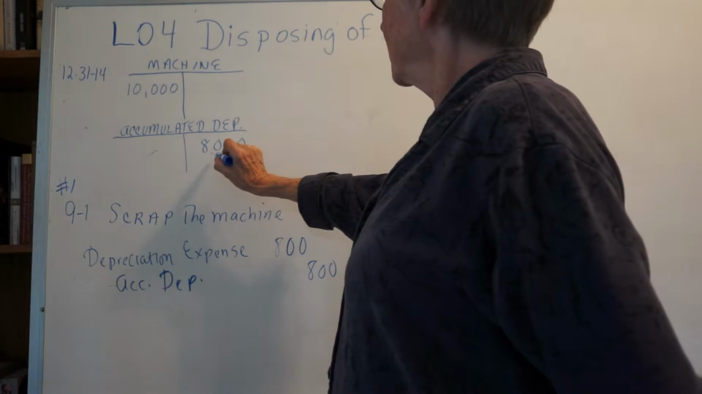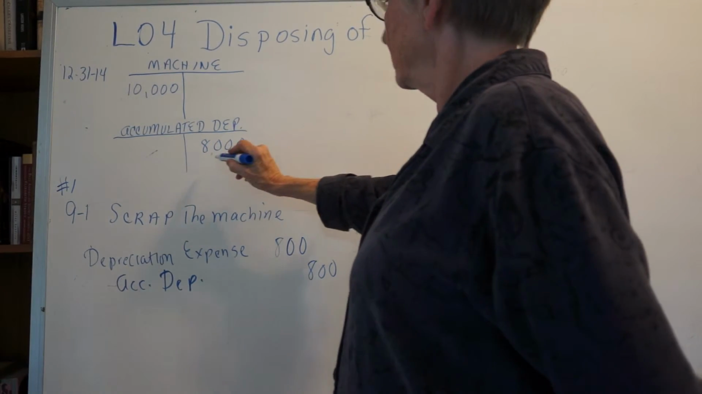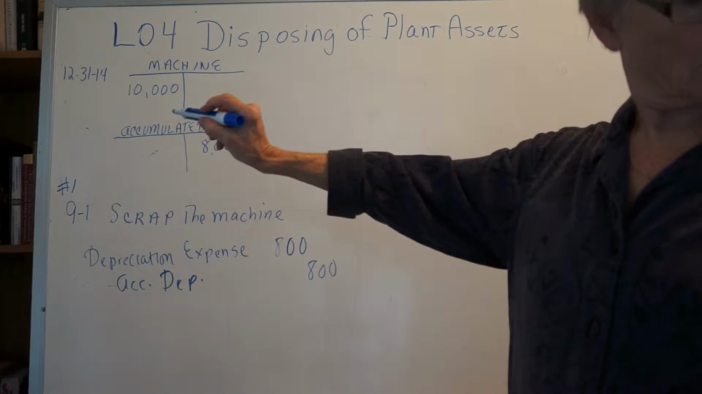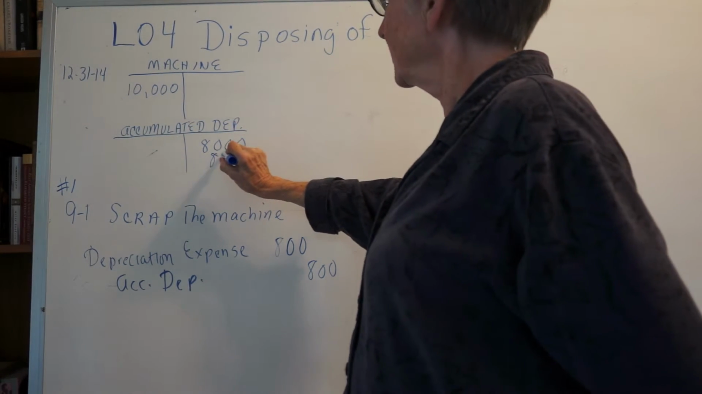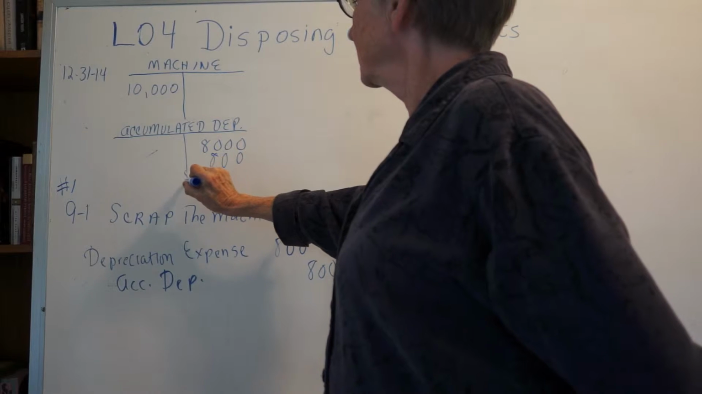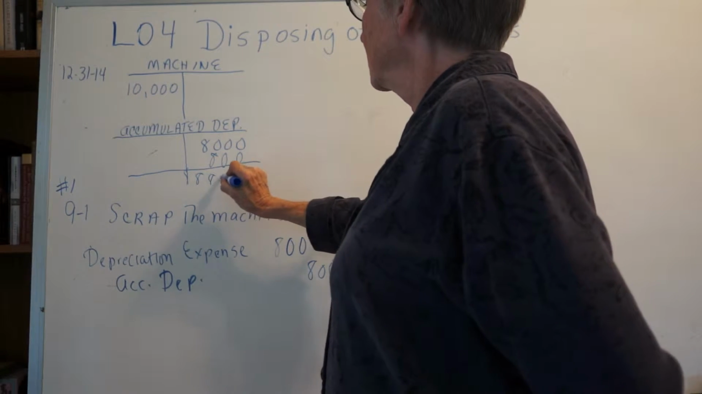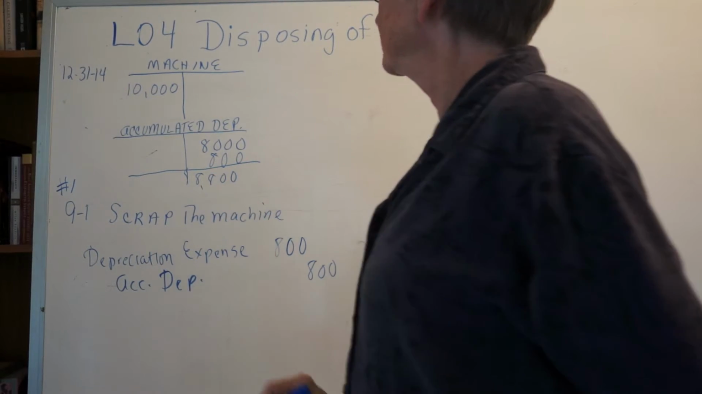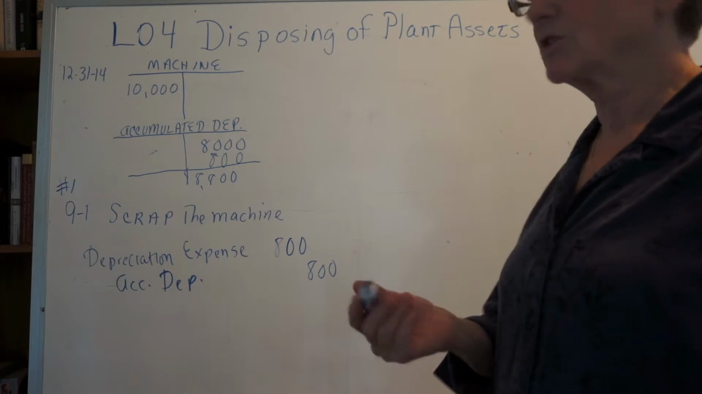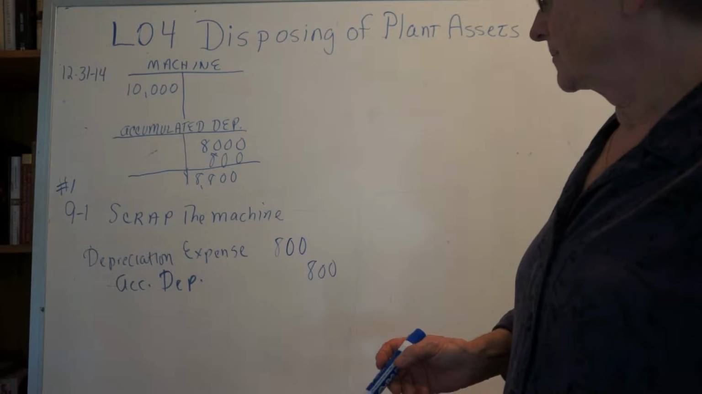So now when we update that, we have $8,800 as our updated accumulated depreciation. So we've updated it to the date of the sale. Okay, now we can just scrap the machine. And how do we do that?